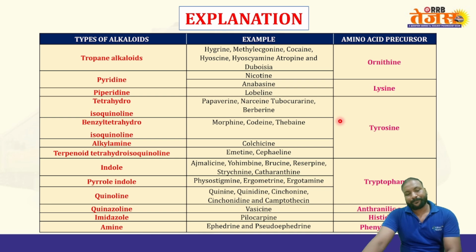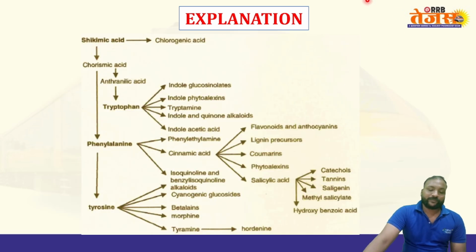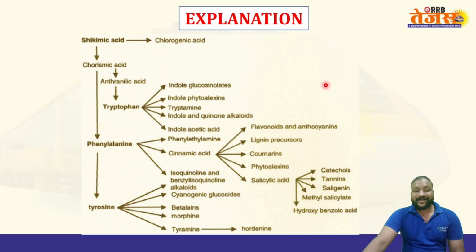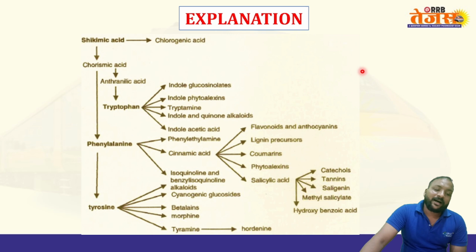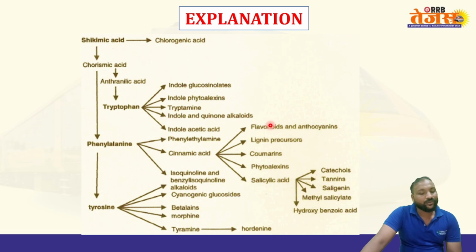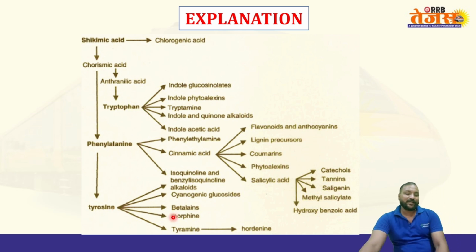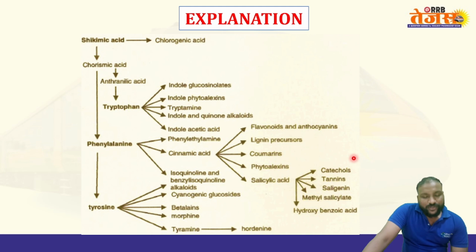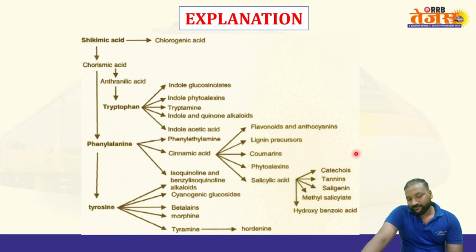Also, this pathway can give you a brief idea regarding the shikimic acid pathway and its precursors. From shikimic acid, chorismic acid is formed. From chorismic acid, anthranilic acid is formed, and from anthranilic acid, tryptophan is synthesized. From tryptophan, indole and quinoline alkaloids are produced. From phenylalanine and tyrosine, the rest of the secondary metabolites are synthesized. Do remember this flow chart, it will be helpful for you.